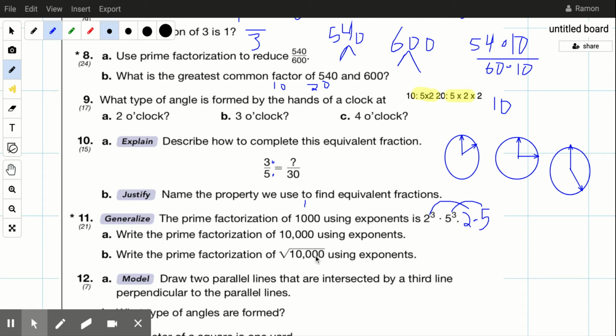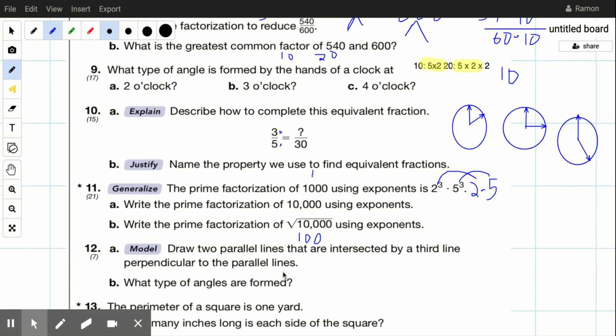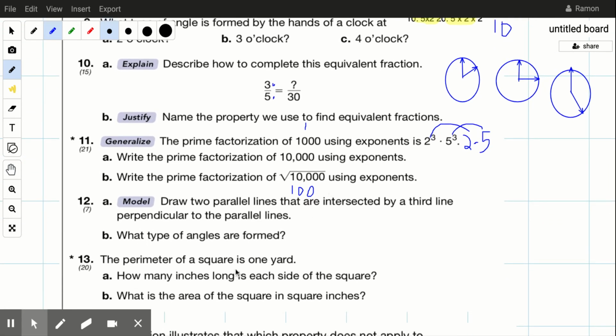So we can basically say it's 100. And then you have to find the prime factorization of 100 to find the answer using the exponents.